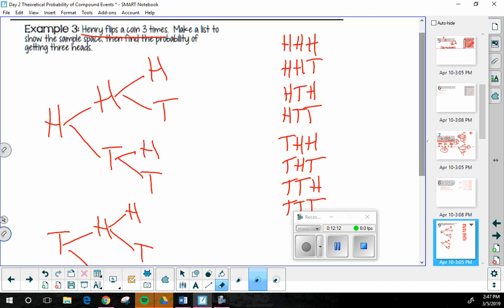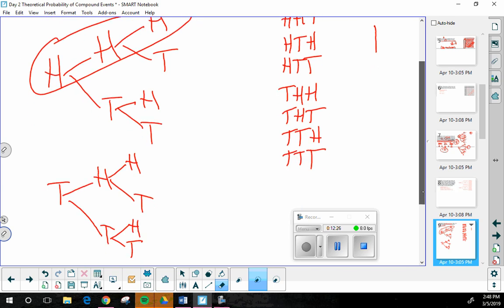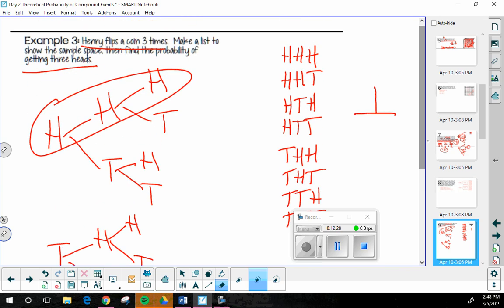The question says, then find the probability of getting 3 heads. How many of these have 3 heads in there? Just the one, this one right here. So it's 1 out of how many different possible outcomes? 8. The answer is 1/8. So you just need to find out what the bottom number is so that you can complete your whole ratio in your probability.